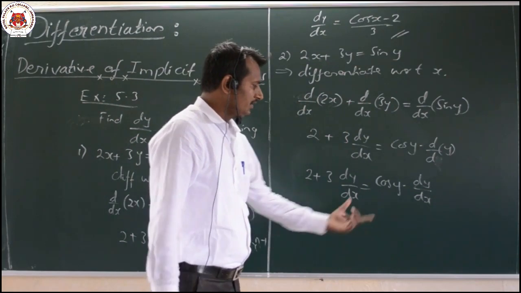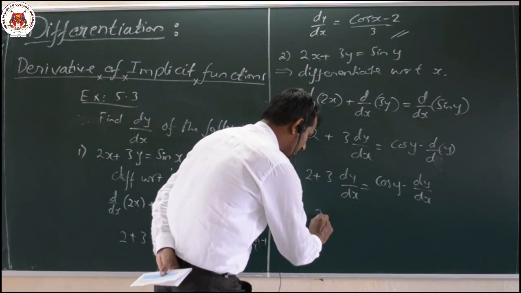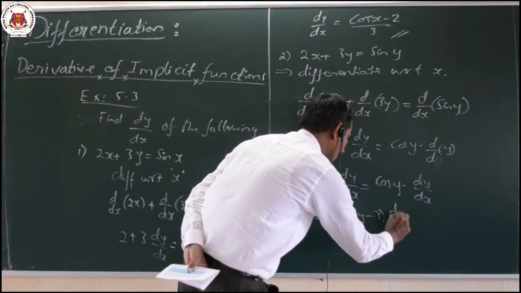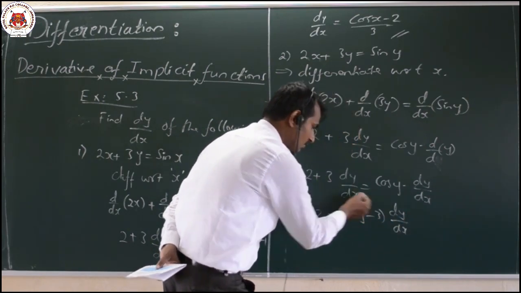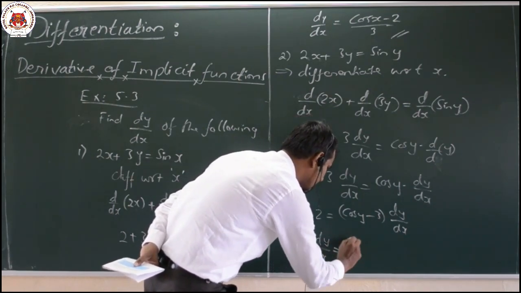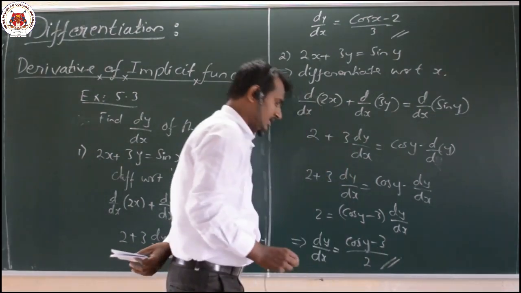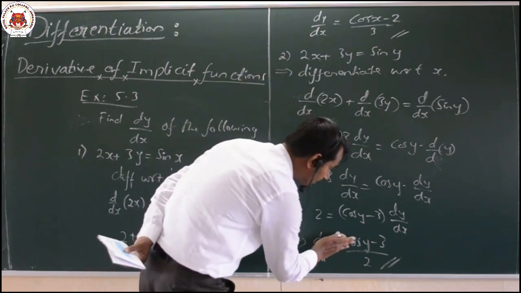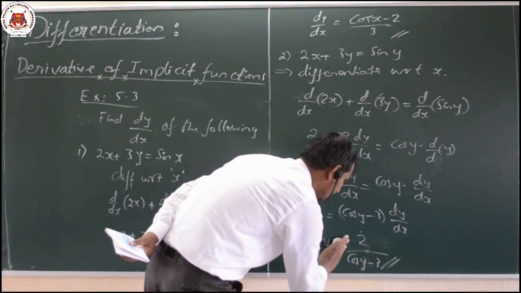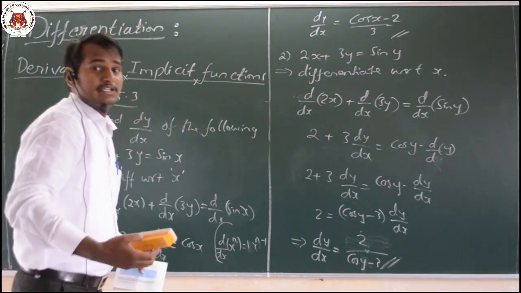Now what else can we do here? You can take this whole term to the LHS side. So what is the remaining part here? 2 equal to cos y minus 3 into dy by dx. Now this whole term you take to the denominator. So we get dy by dx equal to cos y minus 3 whole divided by 2. That is your required result. Okay, sorry, it is 2 divided by cos y minus 3. That is your required result. Very, very simple examples, but it will be asked in your examination.